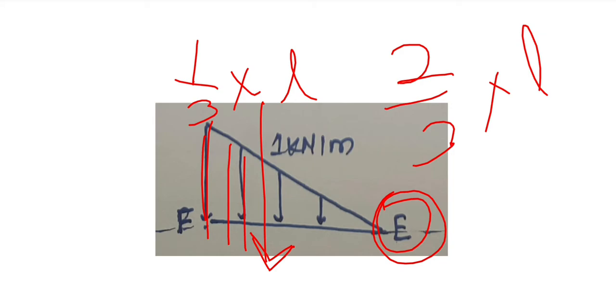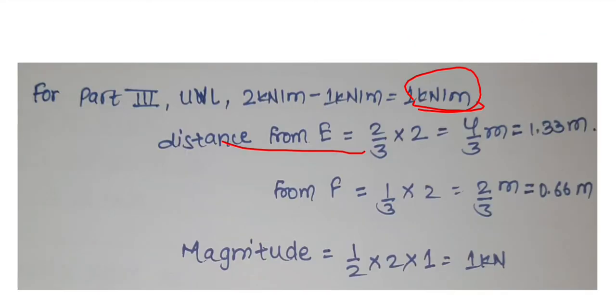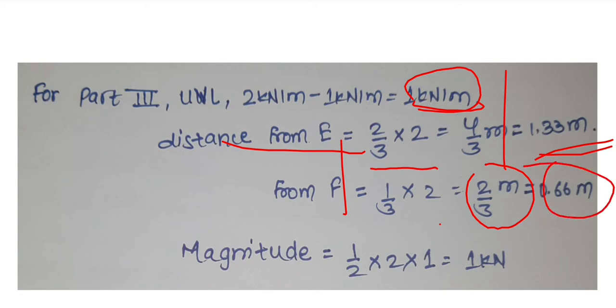The point force will be acting near to F, at 1/3 into the length of the span. Moving forward, from point E it is 2/3 into 2, equal to 4/3 meter, equal to 1.33 meter, and from F it will be 1/3 into 2, that is 2/3 meter, equal to 0.66 meter. Now the magnitude will be the area of the triangle.